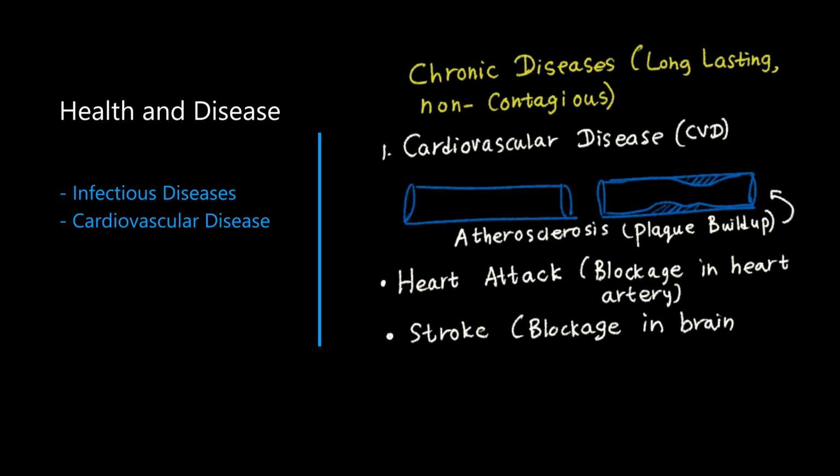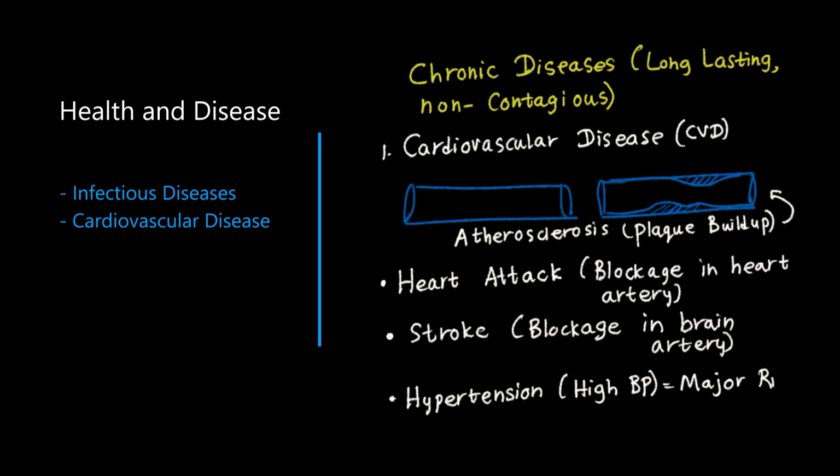A stroke is what happens when the blood supply to part of the brain is cut off, causing brain cells to die. Hypertension, or high blood pressure, is a major risk factor for both heart attacks and strokes because it puts extra strain on the heart and damages artery walls, accelerating atherosclerosis.